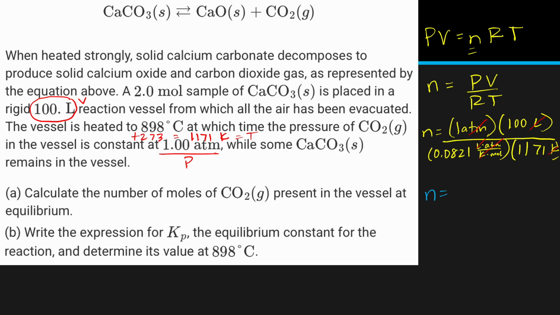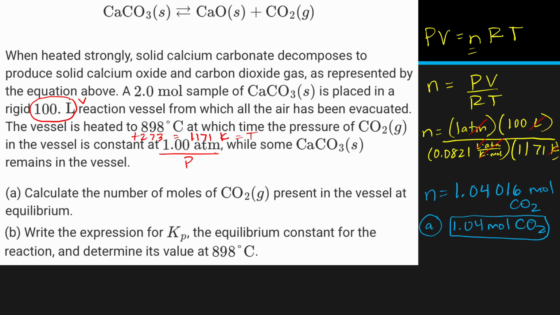And now in my calculator, I'm just going to do 100 divided by 0.0821 times 1171. And that gives me 1.04016 moles of carbon dioxide. And looking at my sig figs, the three values that I used all had 3 sig figs, so my final answer for part A is going to be 1.04 moles of CO2.